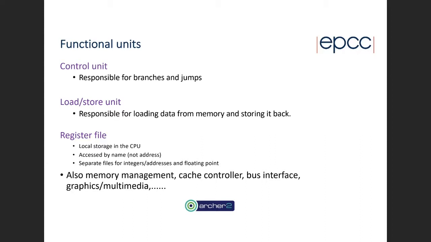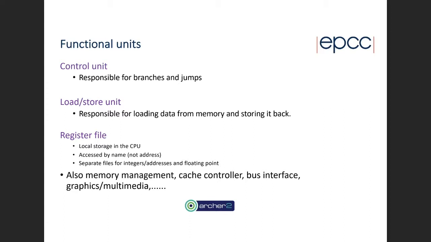Other units, we have a control unit, which is responsible for branches and jumps in the code, so essentially for deciding which instructions will get executed next, if it's not the ones simply in sequence. There's a load store unit, which is what gets the data from memory into the register files and stores it back again.